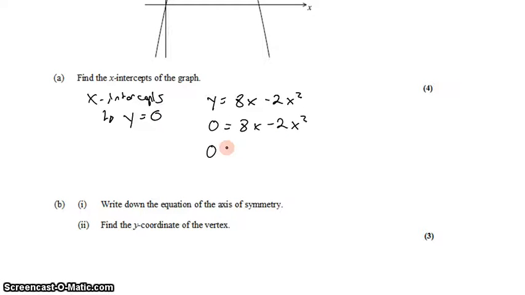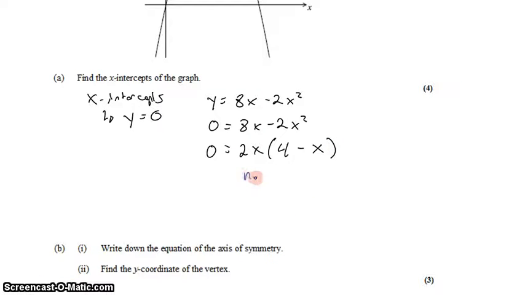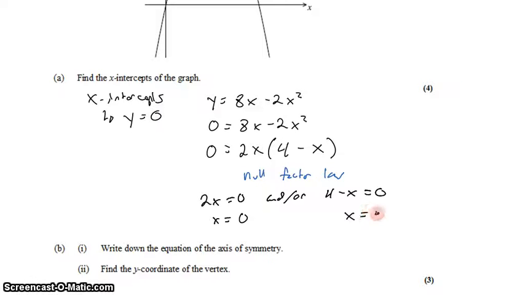So instead of dividing by x, I'm going to factor out an x. In fact, I'm going to factor out a 2x. 2x away from 8x leaves 4. 2x away from negative 2x squared leaves negative x. Now what I can use is null factor law, which tells me that 2x has to equal 0, and/or 4 take x has to equal 0. That means that x equals 0 and/or x equals 4.